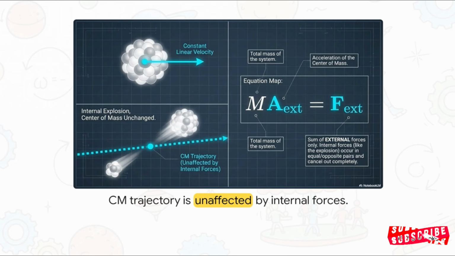This rule is so absolutely bulletproof that it holds up even under extreme stress. Think about an internal explosion. When an object shatters in midair, fragments go flying everywhere. But because internal forces always occur in equal and opposite pairs, they cancel out completely. The trajectory of the center of mass remains flawlessly intact. It is totally unaffected by the explosion. Only external forces matter here.